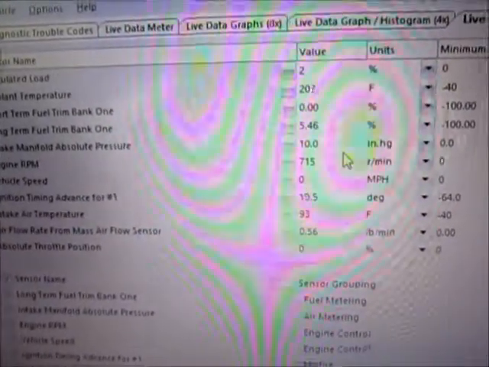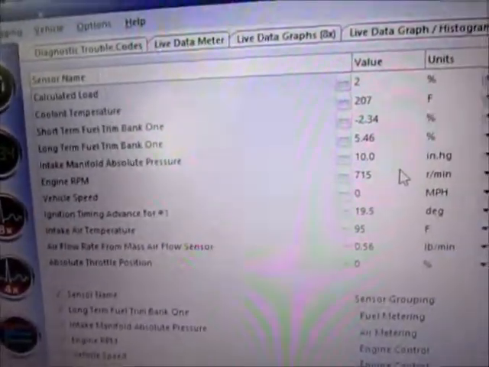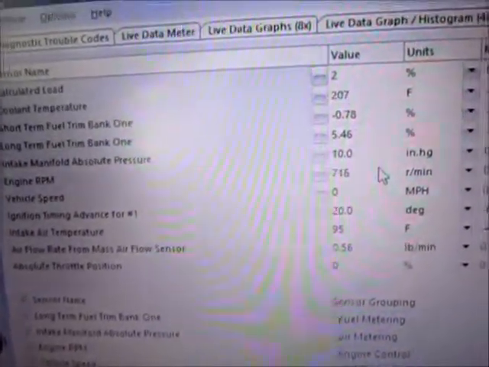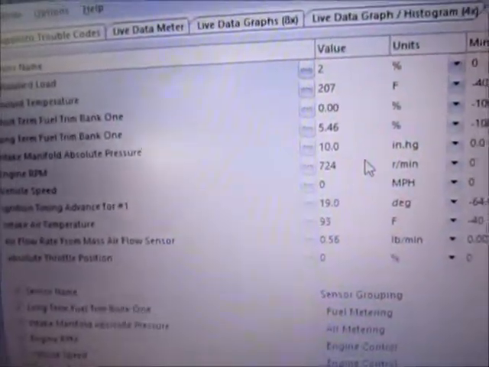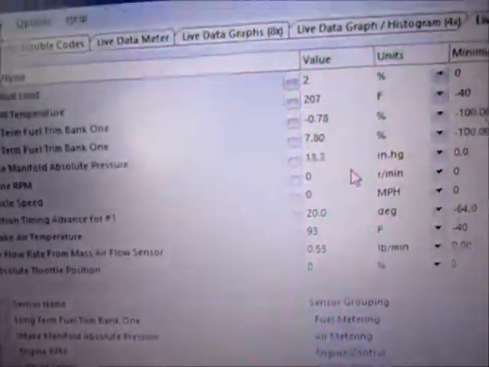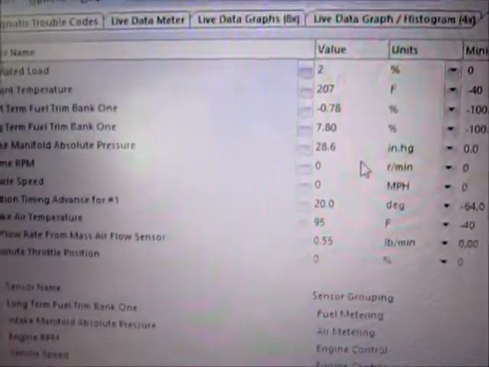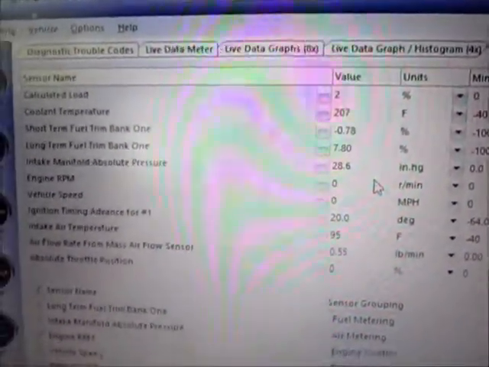Okay, now what we're going to do is shut this off, look at that pressure with the engine shut off, and then open the throttle up. Okay, here we go. Now it was sticking before. I hope it does it again. Okay, there. It's at 11.2. Okay, it went up to 28.6. Before, we had 11 points.